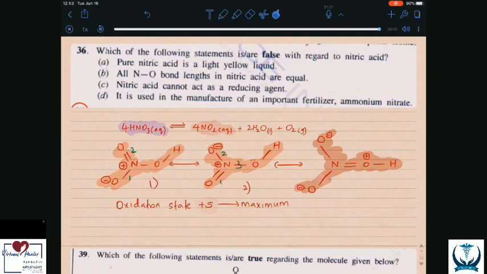Nitric acid cannot act as a reducing agent because the nitrogen atom, which is the central atom of the acid, is already in its maximum oxidation state and therefore cannot give out further electrons. Among the uses of nitric acid is the production of fertilizers, including ammonium nitrate.